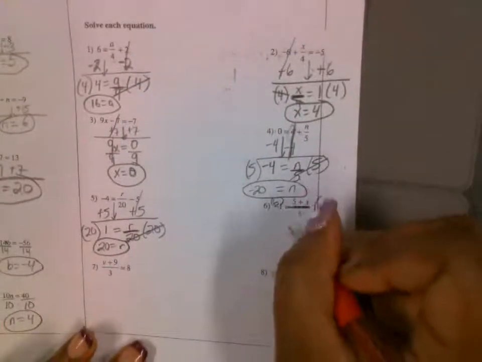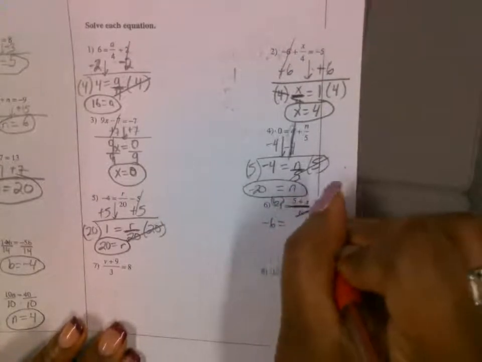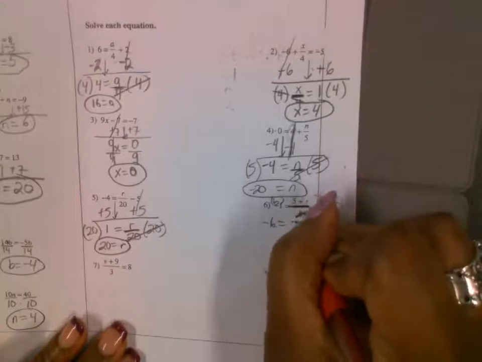What is 6 times negative 1? What's 6 times negative 1? Negative 6. This is gone now, y'all. And we're left with 5 plus x.